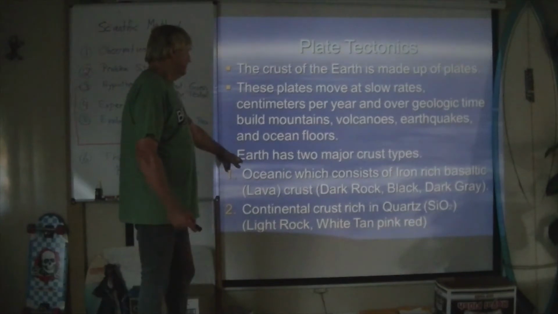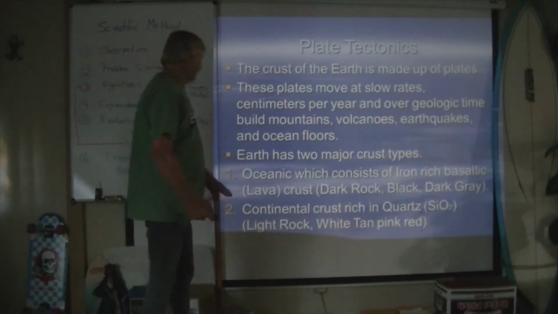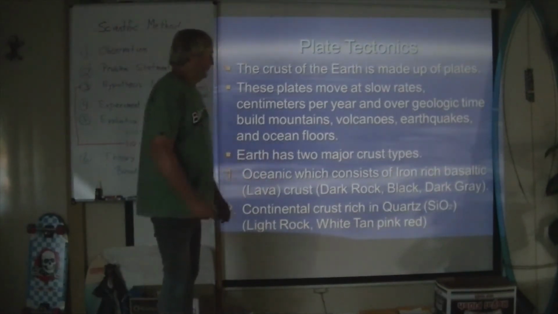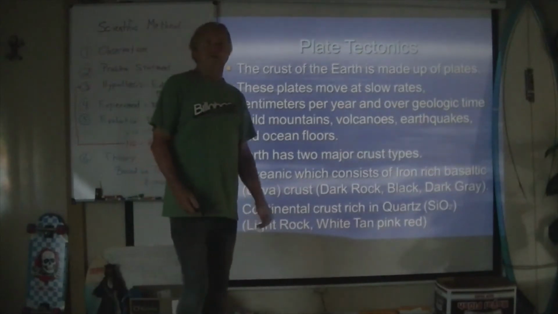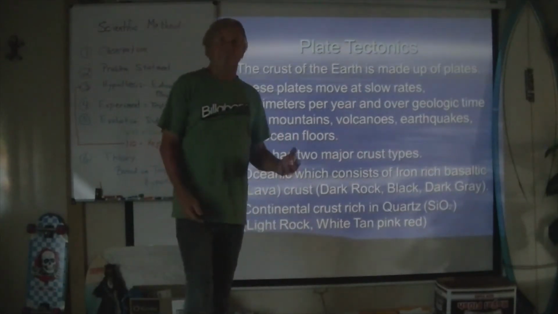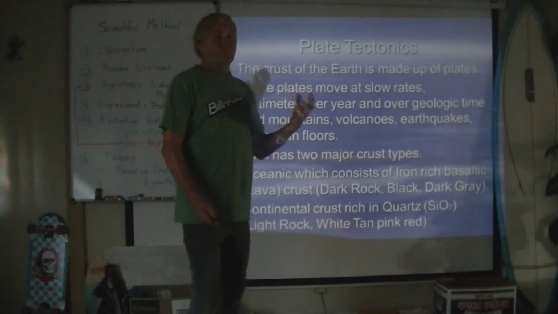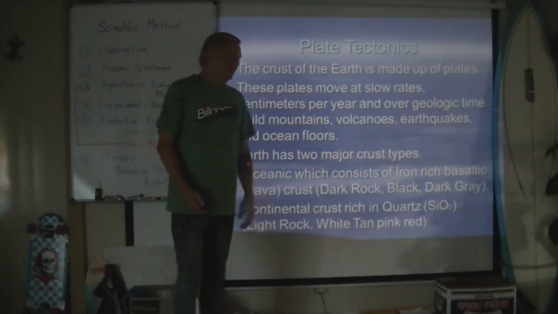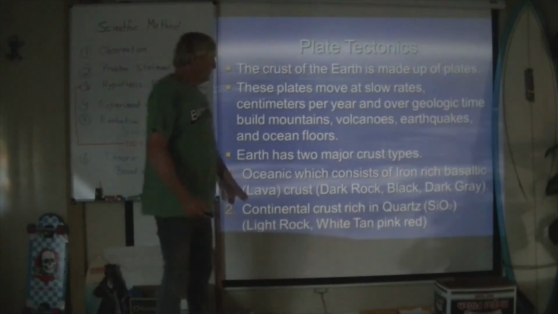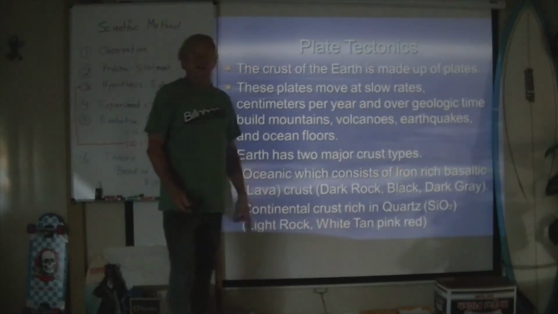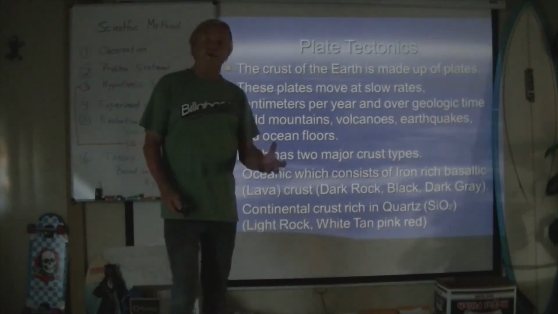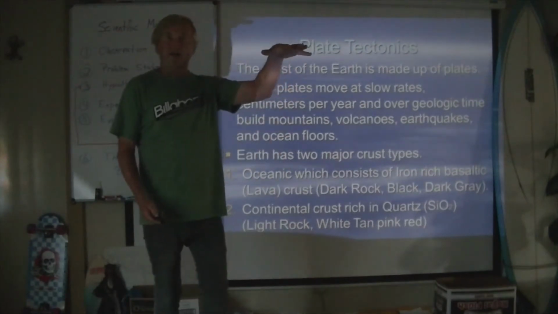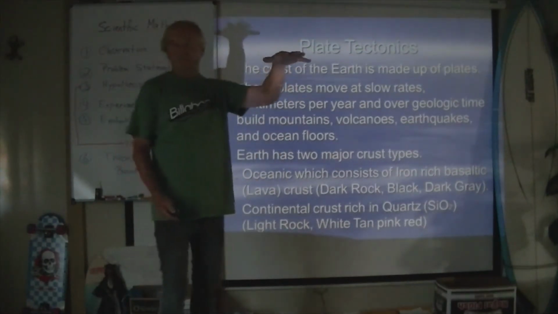So oceans consist of iron and basaltic-rich rock, lava. They're dark in color. When we talk about igneous rocks later on, we're going to refer to these rocks as mafic. Mafic means magnesium iron. It's another one of those Greek terms. And then rocks that make up continents tend to be lighter in color and lighter in weight, which is why continents are at the high spots of the Earth's surface.